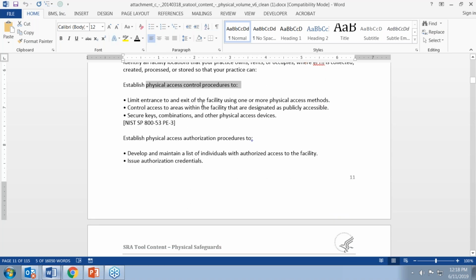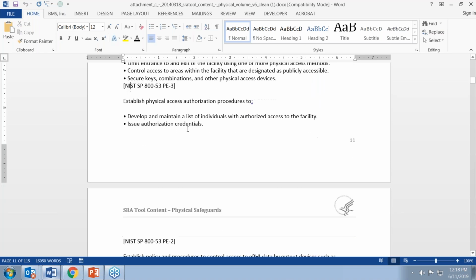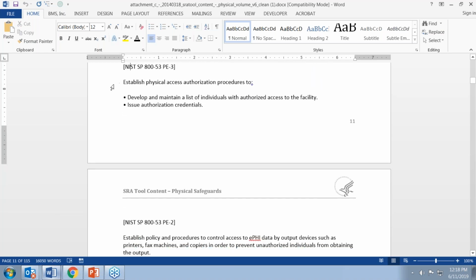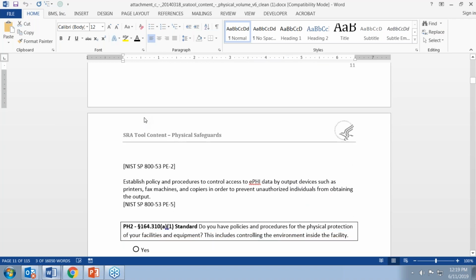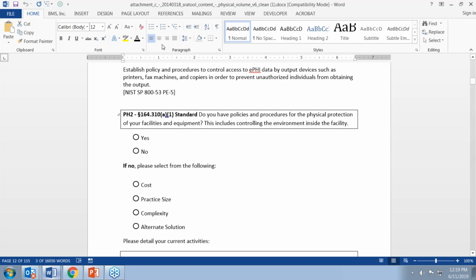We can limit entrance to and exit of the facility using keys, right? We can physically lock the premises. We can control access and have a document list of who has access to the facility. We could put cameras in place to video record who is accessing the space. We can issue secure keys and other physical access devices. We can establish physical access authorization procedures also. We can issue authorization credentials. Now, we do this, of course, with access to our electronic system, or at least at a minimum we should be, and we should be keeping track of who has access, what they have access to. So again, this is under the physical area of the responsibilities under the security rule.